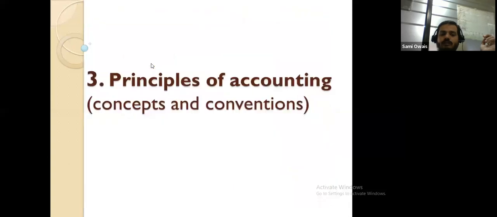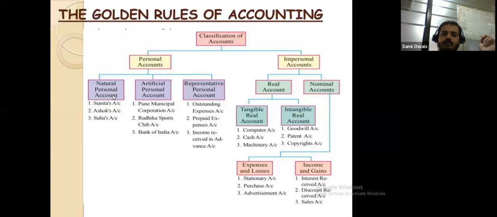So what would come under the personal accounts? First, the personal account would consist of natural persons, persons like you and me. An artificial person is all the banks, institutions, clubs, NGOs, companies, and trusts. That would also be a part of the personal account. About the bank, people are confused or have a difference of opinion. Some would consider the bank under personal account, some under real account.